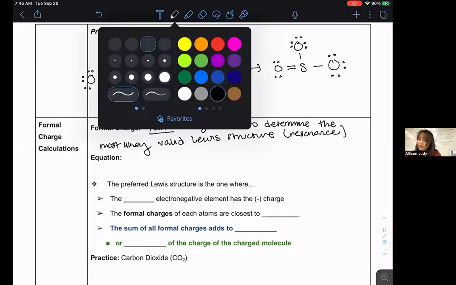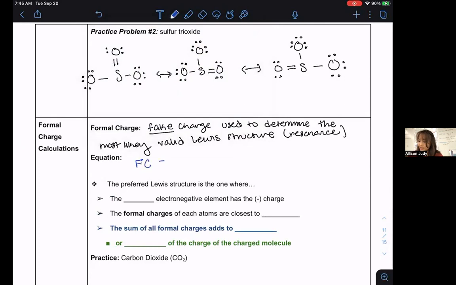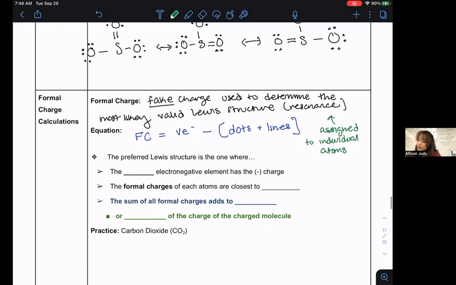So the way that we describe it is our equation says that our formal charge, FC, is equal to the original amount of valence electrons minus the sum of the dots plus the lines around a specific atom, okay? And by the way, formal charge is assigned to individual atoms in a molecule. So before I show you an example, let me tell you some rules of how we like to assign these. Other than just the equation, there are some other preferences that we like.